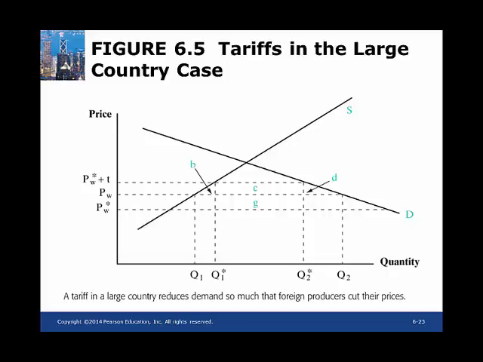Figure 6.5 shows the tariff in the large country case. Here we can see that with the tariff, the price is PW plus T. But these exporting countries want to continue business with this large country. So they keep the price below the PW star. So as they decrease the PW price to PW star, they will lose less exports.